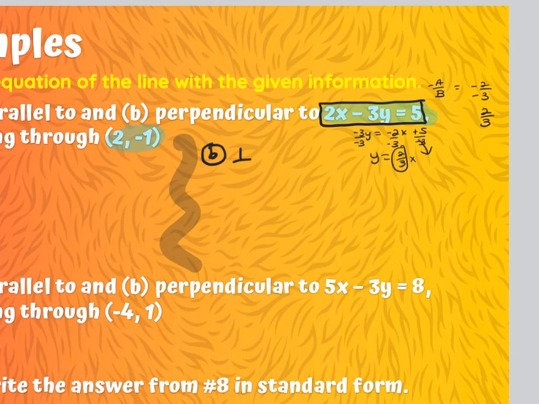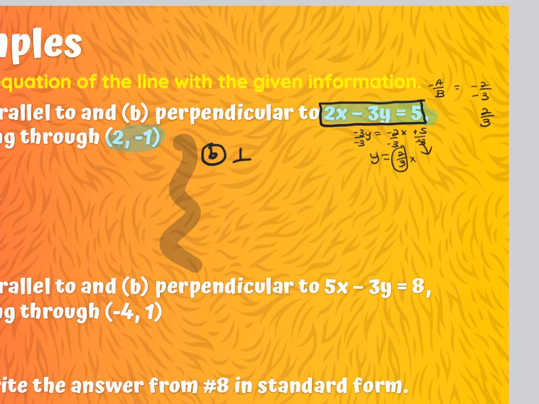So if you read them separately, ignore B, right? A line that is parallel to this line that passes through that point. So from this line, we need the slope, and there's our point, right? And then we're going to do a line that is perpendicular to this line that passes through that point. So now we need the slope of this one, opposite reciprocal, and that point. Does that make sense?